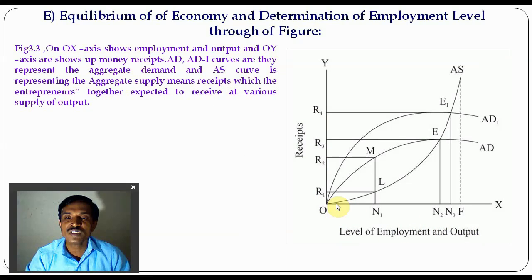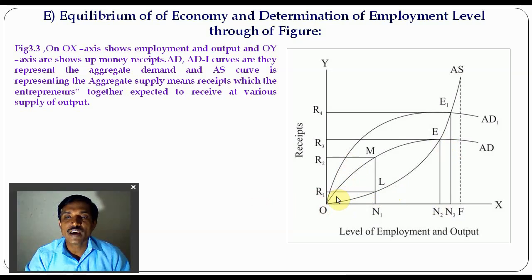First, at point L, ON is the output level where the aggregate supply is ON, and at that time aggregate demand is M. Again the expectation increases the aggregate demand and reaches point E, where the output also increases to ON2. E is the point where the aggregate demand and aggregate supply are equal to each other.